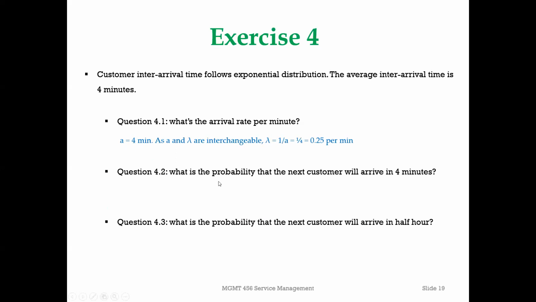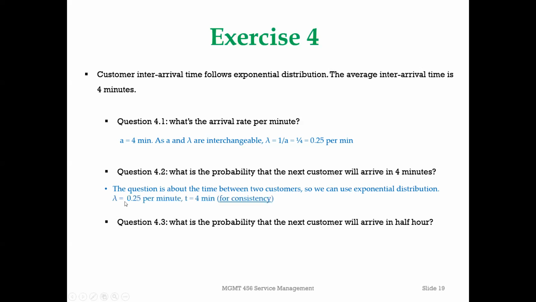Question 4.2. What is the probability that the next customer will arrive in 4 minutes? In other words, what is the probability that the interarrival time between this customer and the next customer is less than 4 minutes? So obviously we can apply exponential distribution. The question is about the time between two customers, so we apply exponential distribution. So lambda is 0.25 per minute, and t is 4 minutes. Again, for consistency, these two numbers are consistent, 4 minutes versus 0.25 per minute. No need to convert anything.